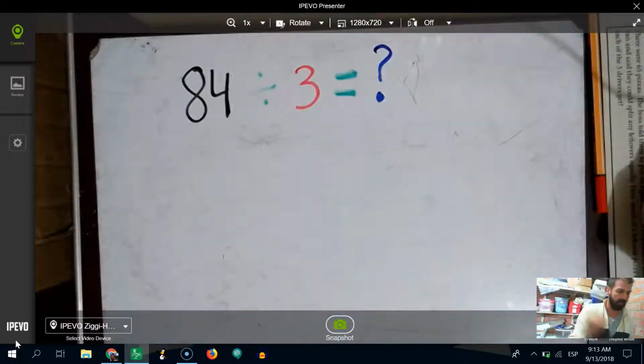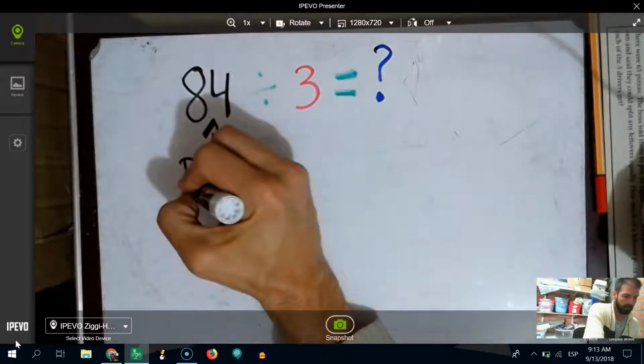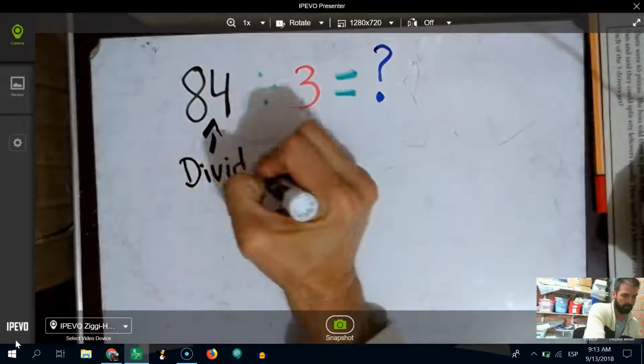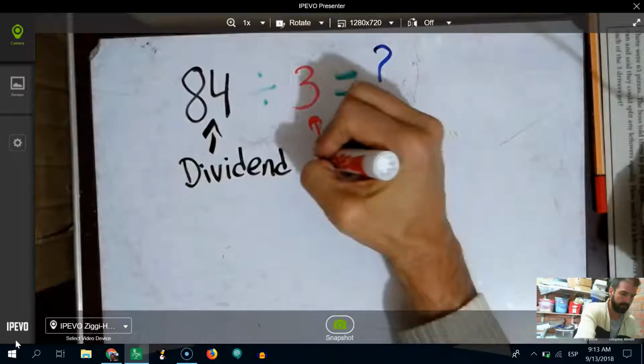So let's look at the board here. This number right here, 84, this is what we call the dividend, okay, the dividend. If you think of a word problem, that could be the group, or the total number that you have. If you have 84 of something, that would be your dividend. This 3 here, okay, that's our divisor.